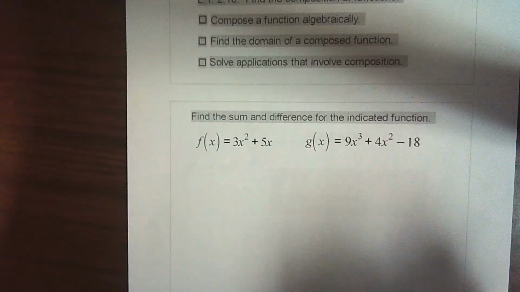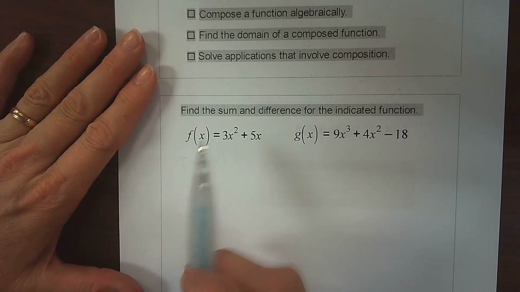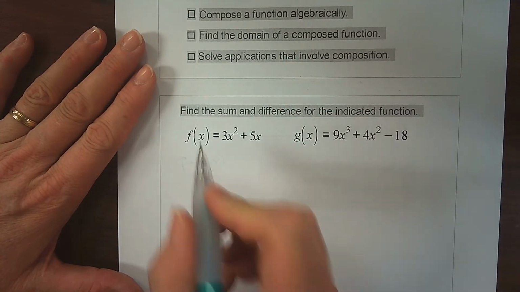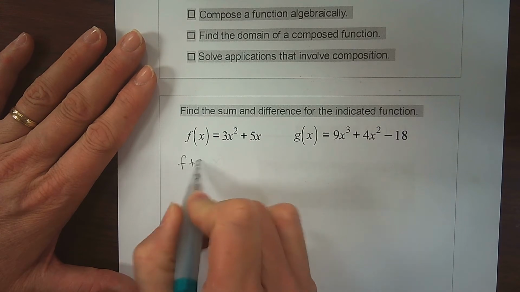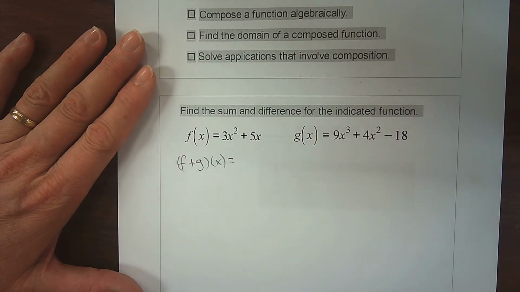Initially, we're going to start out super simple. Let me try to bring the camera down here a little bit more and adjust the lights there. Super simple, taking a look at the sum and difference of some indicated functions. That means that I want to be able to add f and g together to see what I get, and also to subtract those in just a moment.